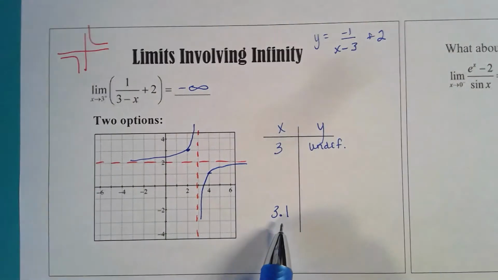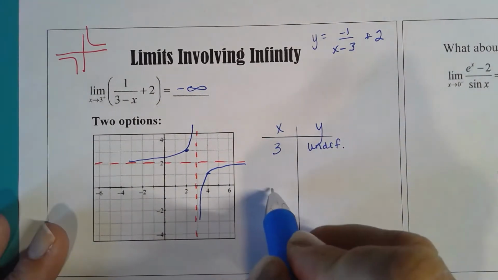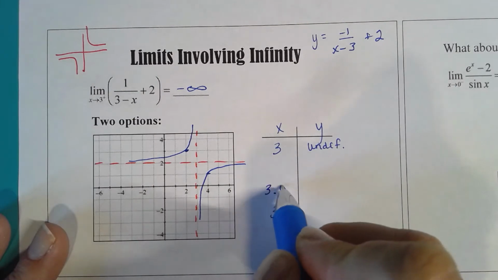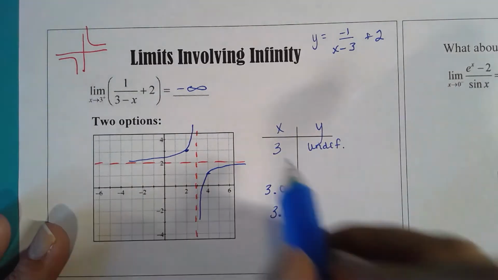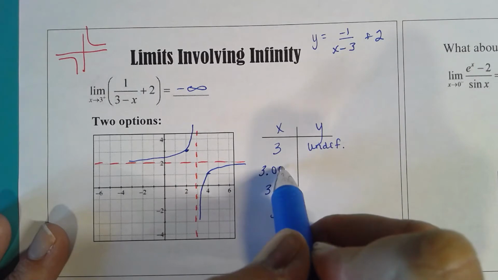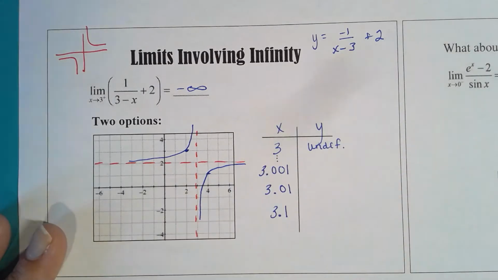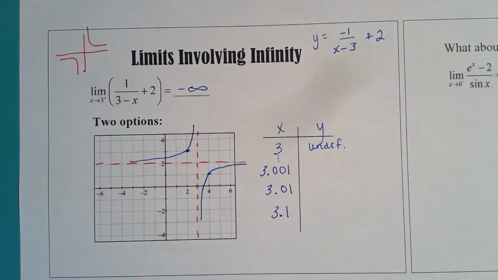You'll see why I picked this in just a moment, but I'm going to get even closer than 3.1. How about I do 3.01? Or I could do 3.001. And I could keep, I didn't give myself a lot of space, but I could keep inching my way closer and closer and closer to 3. Let's see why we did that.